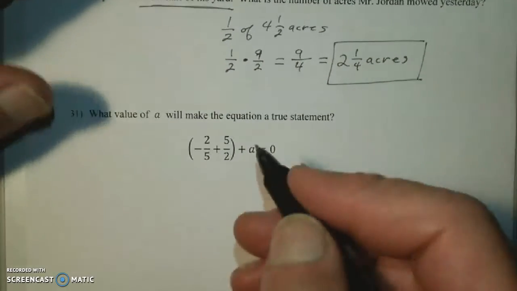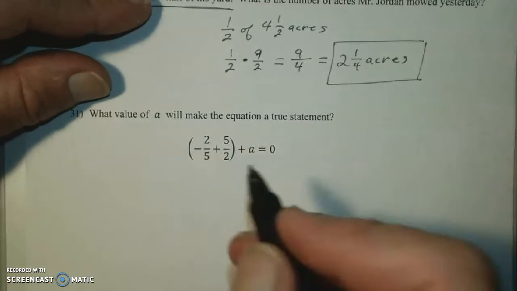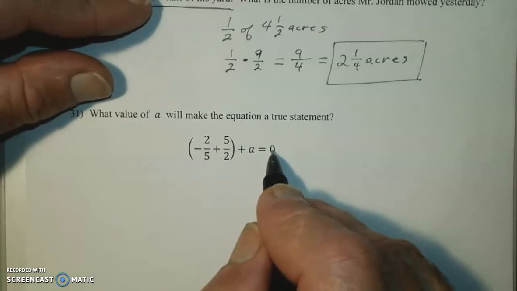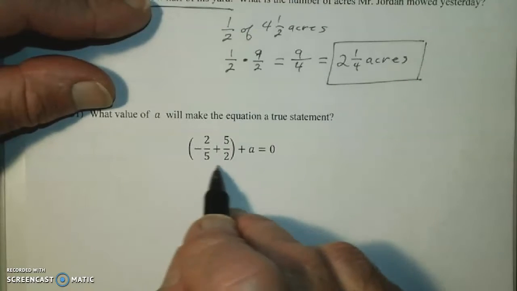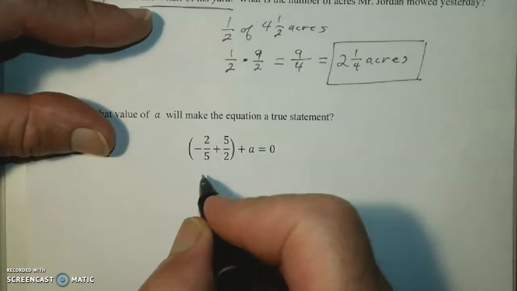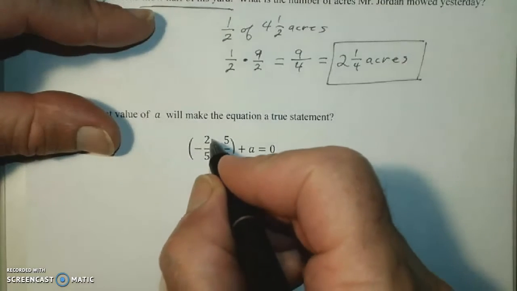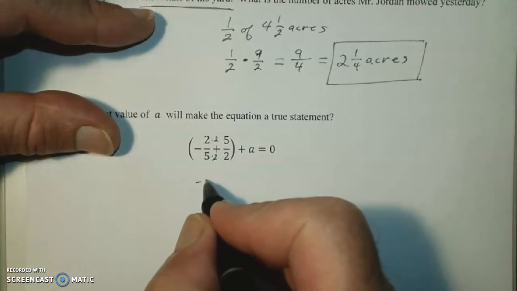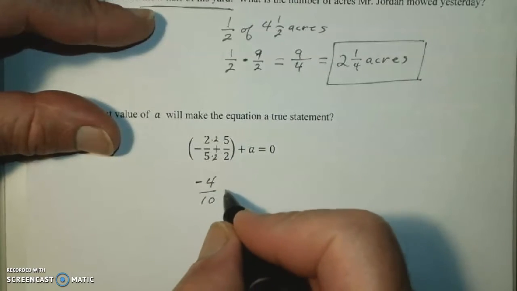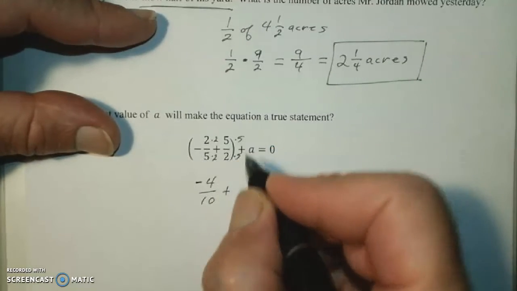Okay, problem 31. This amount in a parentheses plus a has to equal 0. Well, first thing to do, let's figure out what this amount is. So in order to add fractions, we need a common denominator. So we'll change those to tenths. We'll multiply this by 2. So this is negative. I'm going to put the minus sign up high. Negative 4/10 plus, you'll multiply this times 5. So you multiply the top times 5.